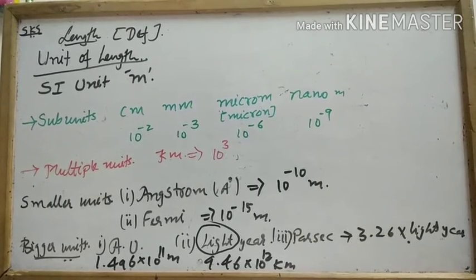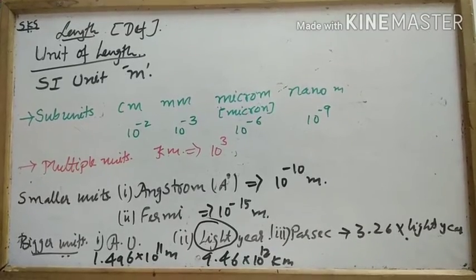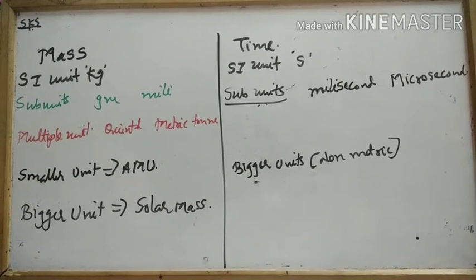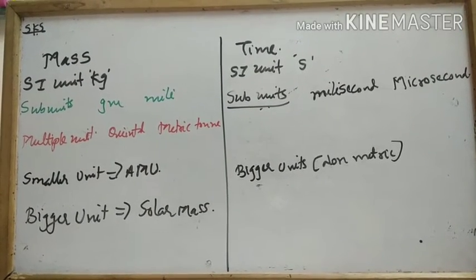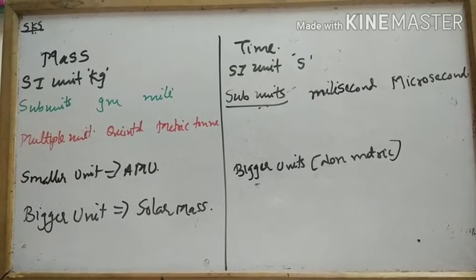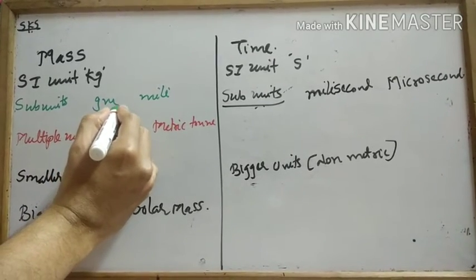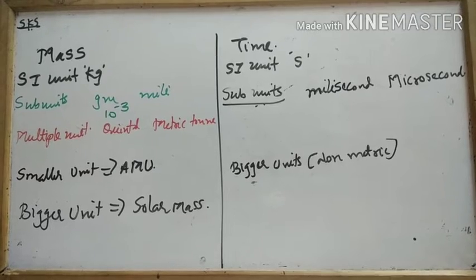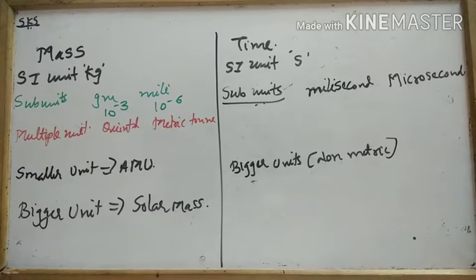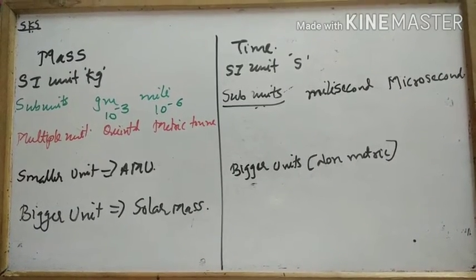Fine. So dear friends, this is about length. We did the units of length. Now we will do the unit of mass, which is another basic quantity. The next two fundamental quantities are mass and time. The SI unit for mass is kilogram and its subunits are gram and milligram, and I've written in green color its subunits in terms of the metric system: 10 raised to negative 3, and this will be 10 raised to negative 6.